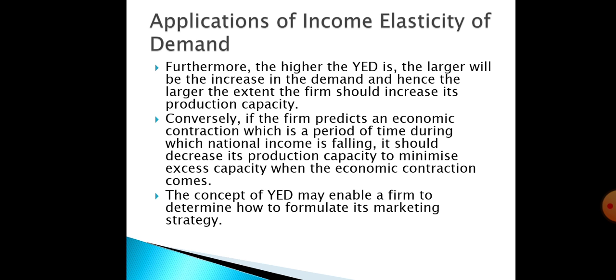Conversely, if a firm predicts an economic contraction, which is a period of time during which national income is falling, it should decrease its production capacity to minimize excess capacity when the contraction comes. The concept of income elasticity of demand may also enable a firm to determine how to formulate its marketing strategy.